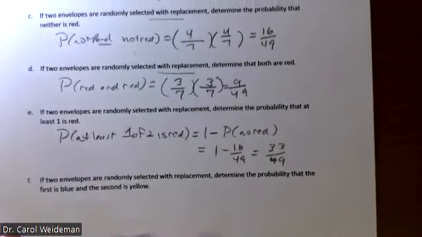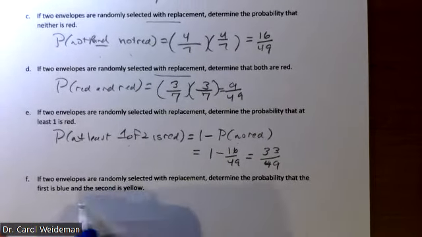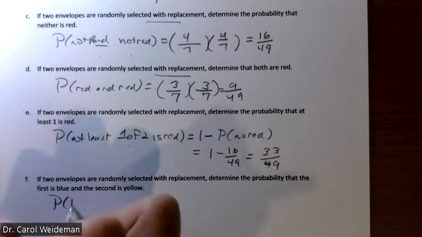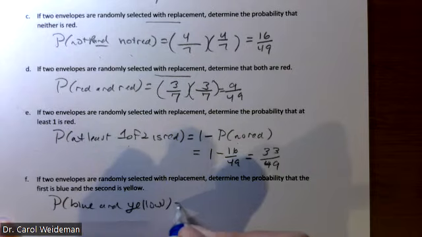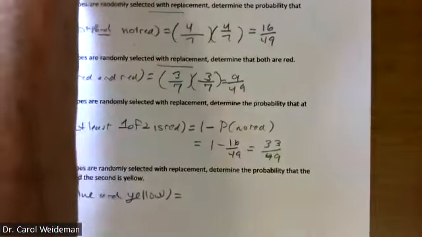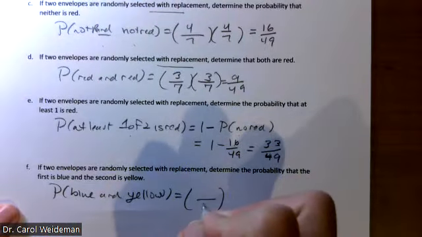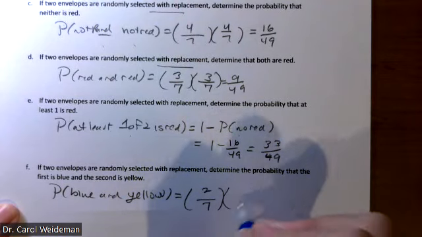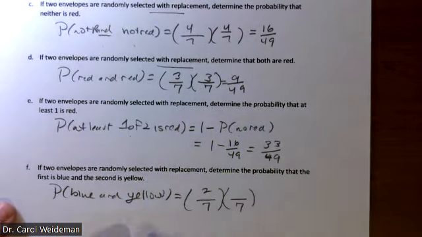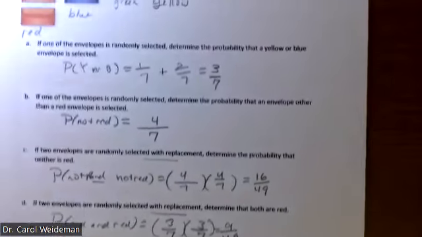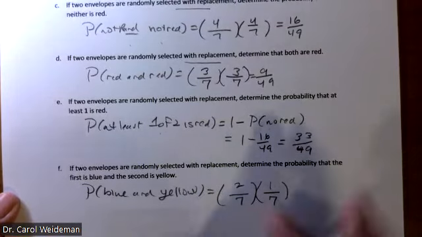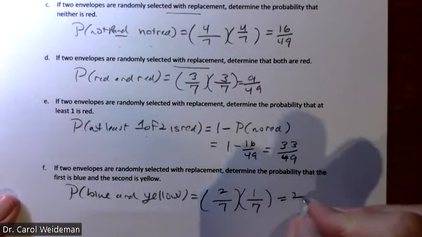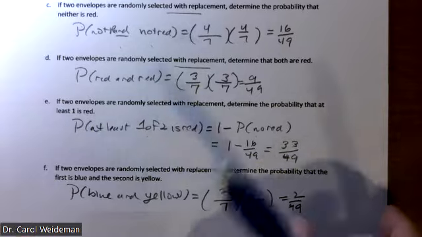And then finally, if 2 are selected with replacement, determine the probability that the first is blue and the second is yellow. So probability of blue, and then yellow. The first time I go in to pick, there are 7 envelopes, and there's 2 blue. I'm going to put that first envelope back. Now, notice it doesn't matter what happened the first time. I still have 1 yellow on the second draw out of 7. So I've got 2 out of 49 for that probability. All right, let's do another one.